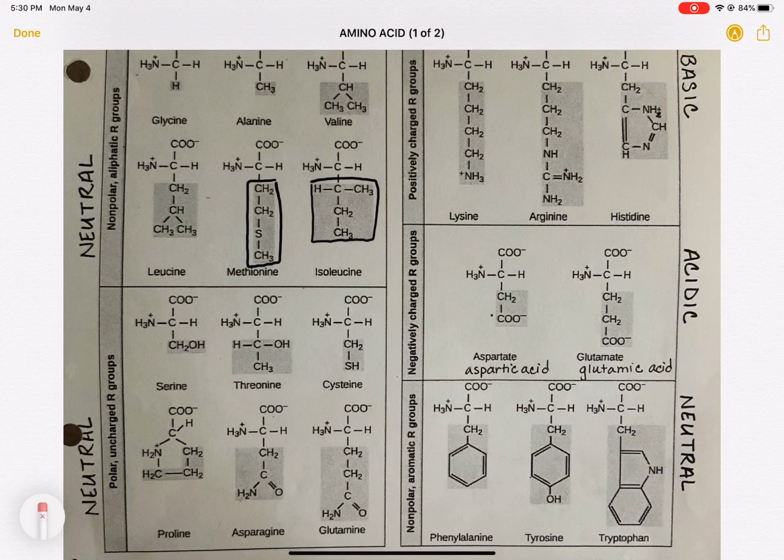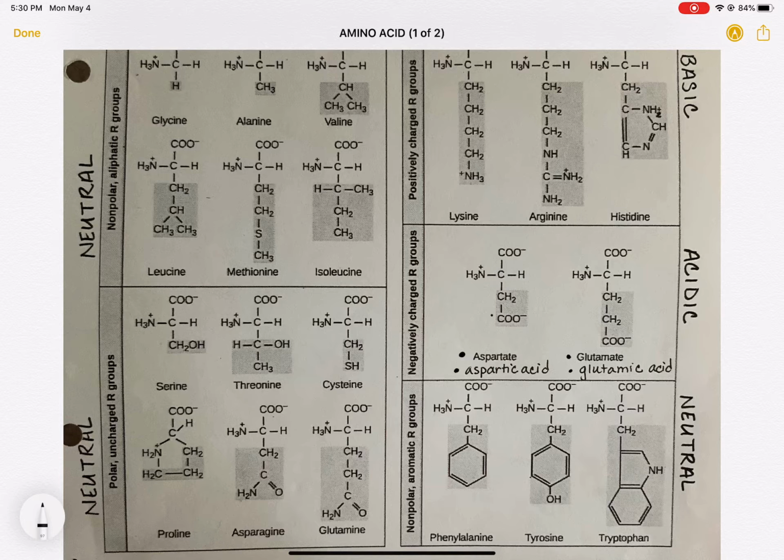The different structures of the amino acids. And this chart also gives us the names of the amino acids. It doesn't give us the abbreviation, but it does give us the names. Notice that there's a couple of amino acids that go by two different names. So aspartate and aspartic acid, two names. You could see it called either one, glutamate or glutamic acid.